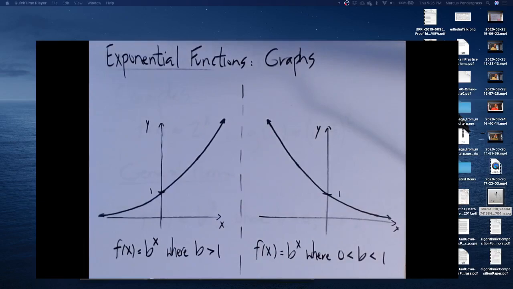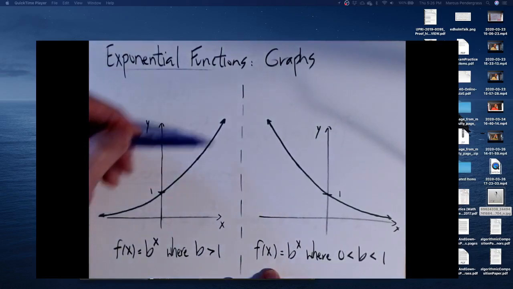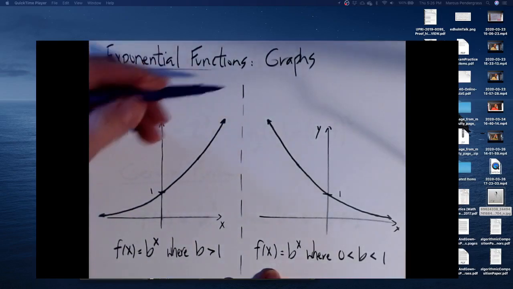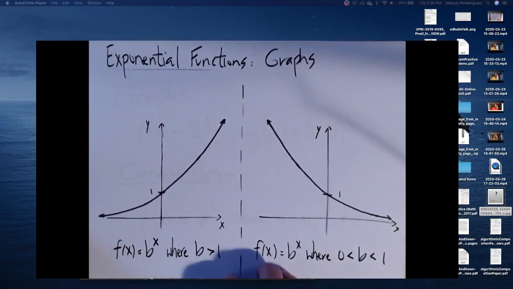So these functions have a couple of properties, the graphs do. First of all, the graph is always positive, so it's always above the x-axis. If b is bigger than 1, you actually have a horizontal asymptote here at the x-axis. So as you keep going to the left, the graph gets closer and closer to the x-axis, but never actually gets there, never touches it. And then as you go to the right, in this case, the graph just starts increasing ever more quickly.